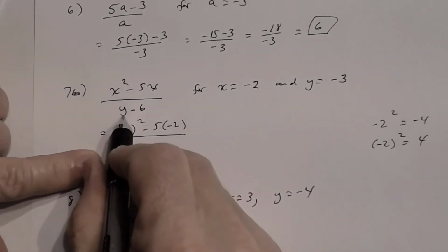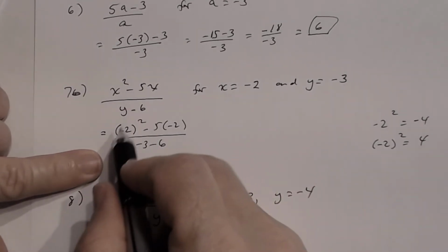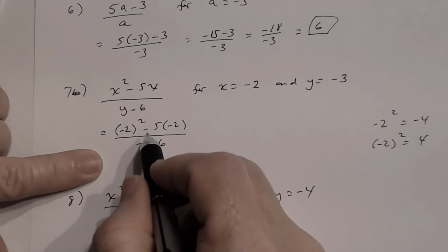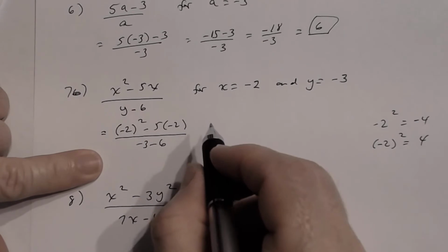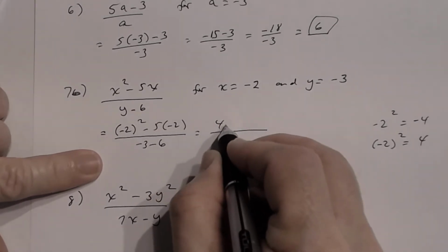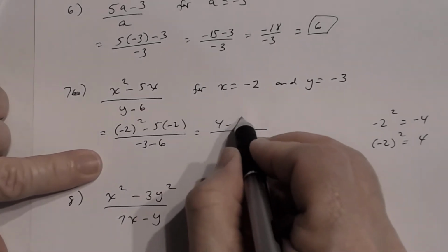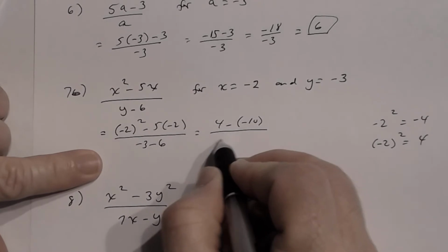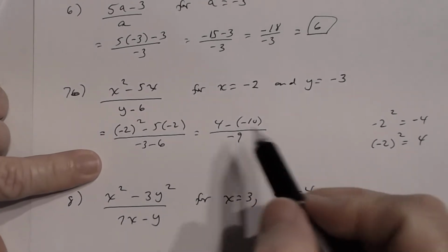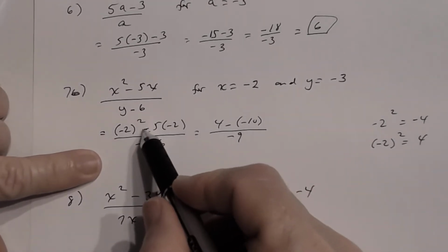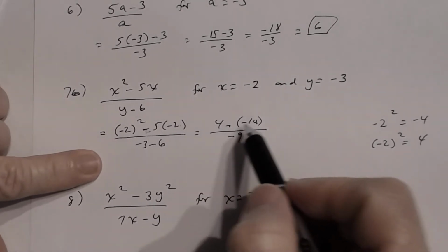Divided by, and then y is negative 3, and you're subtracting 6. Okay, so remember the order of operations. You have squaring, you have multiplication, and you have subtraction. So you're going to square first. A negative 2 times itself is a positive 4. So I get 4, subtract, and then let's go ahead and do the multiplication. 5 times negative 2 is a negative 10, right? All divided by a negative 3 and a negative 6, which is a negative 9. So notice what the numerator looks like. See the subtraction? And then 5 times a negative 2 is a negative 10. So you got to remember this.